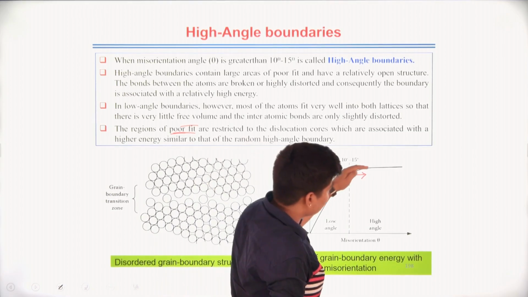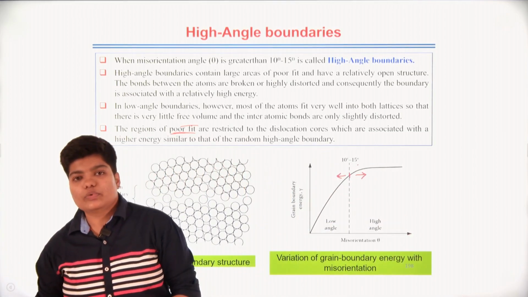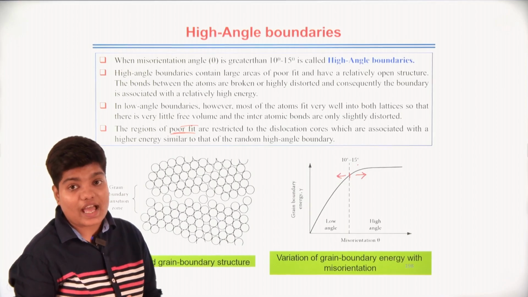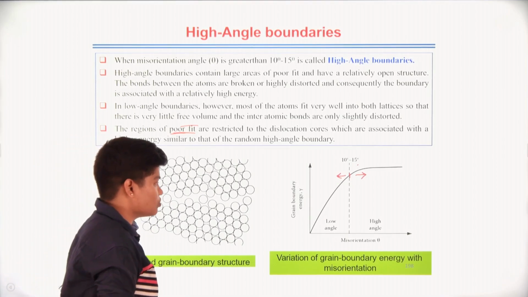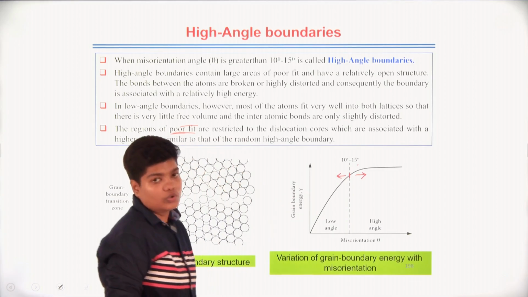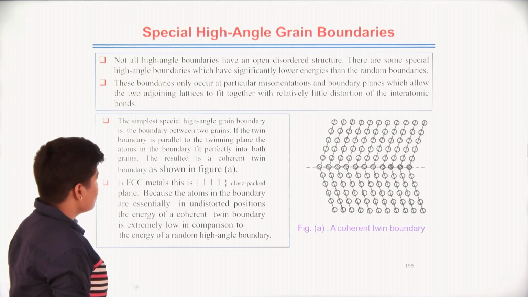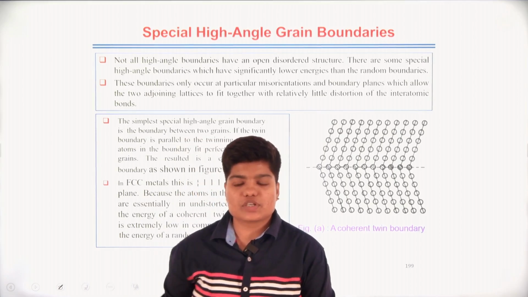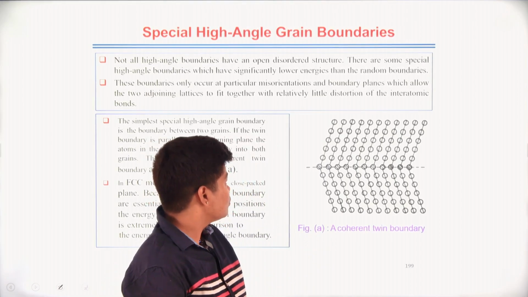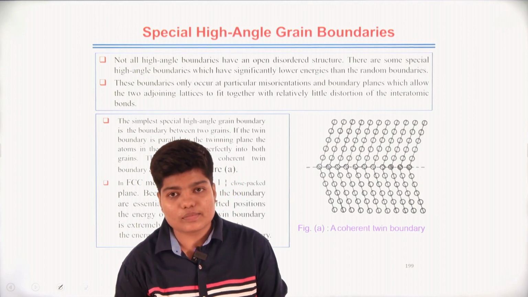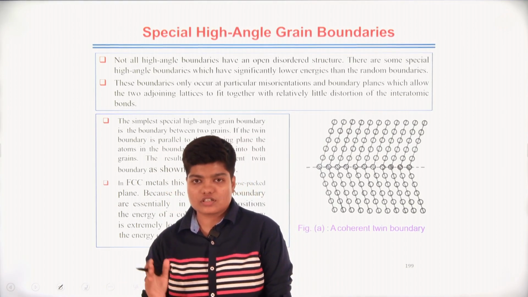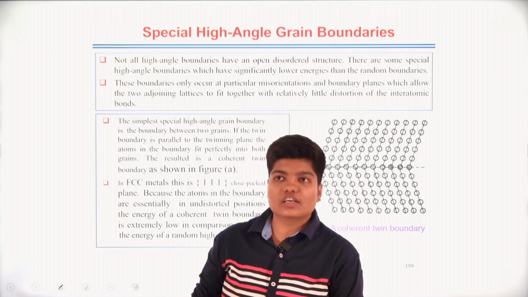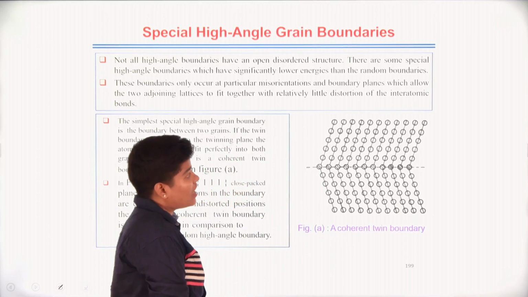In the case of a high angle boundary, the grain boundary energy will be high. Why? Because the breaking of bonds occurs in a highly disordered state, so the grain boundary energy also will be high. But there is one special type of high angle grain boundary, where the misorientation angle is 10 to 15 degrees or more, but the orientation is such that the energy is less than that of ordinary high angle boundaries.